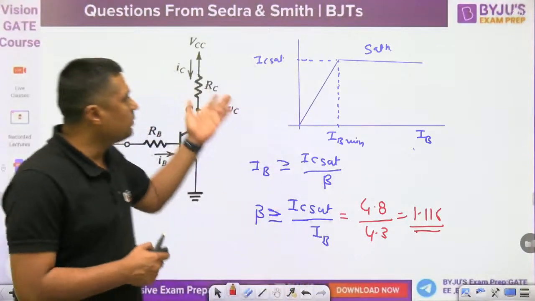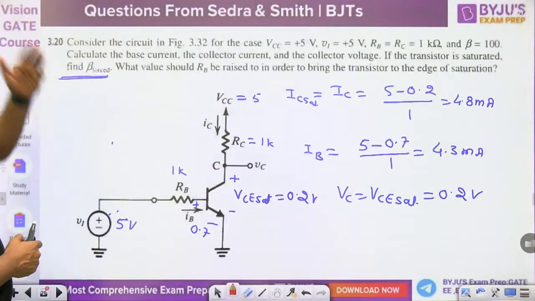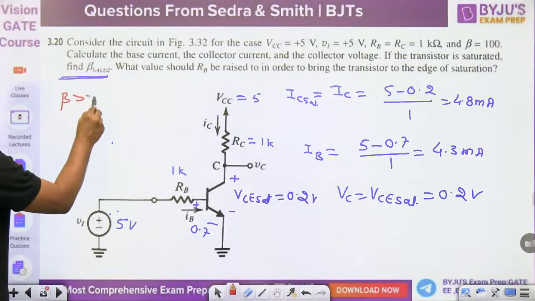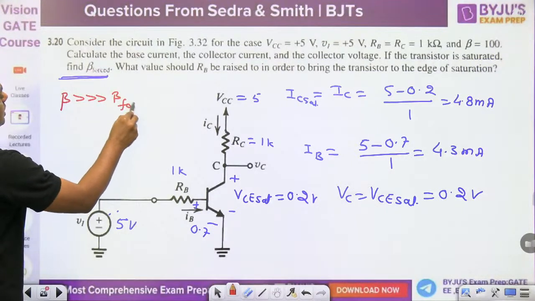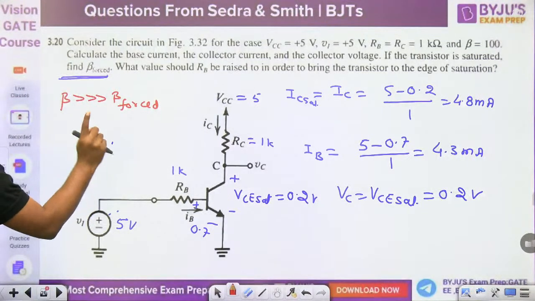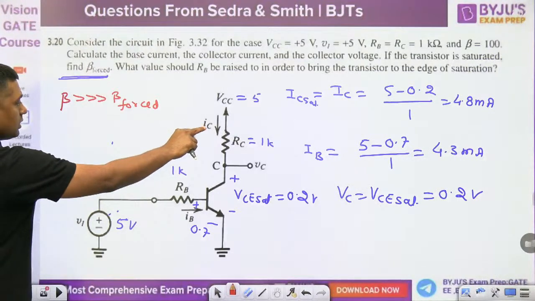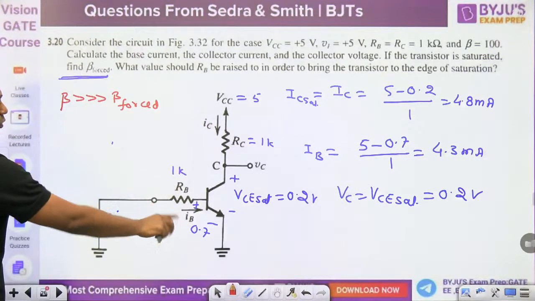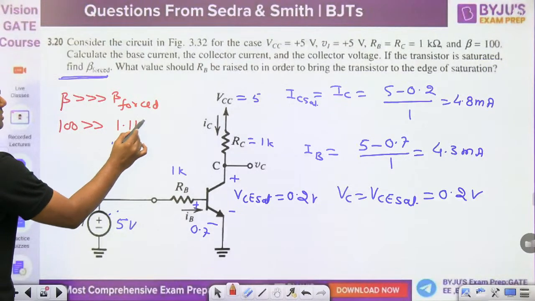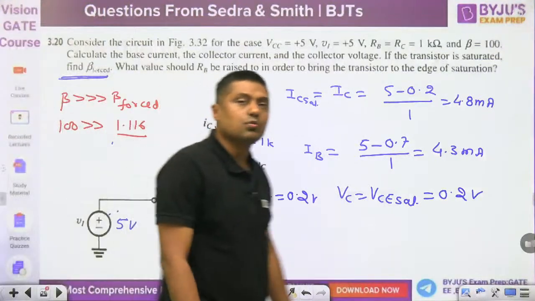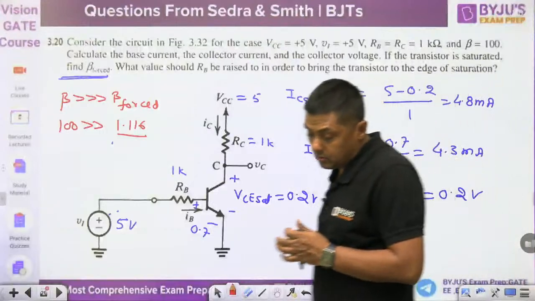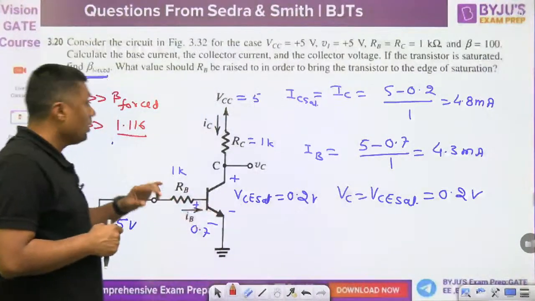So my dear friends, what is the beta given in the question? 100. Beta given in the question is 100, which is very large compared to beta forced. Beta forced means the minimum value of beta for which the transistor will be in saturation for the saturated value of IC and fixed value of IB. Beta 100 is very much greater than 1.116, and that's why definitely the transistor is in saturation. Now it is clear, Bhanu? This is the current, everyone. Now, second thing, what is asked here?